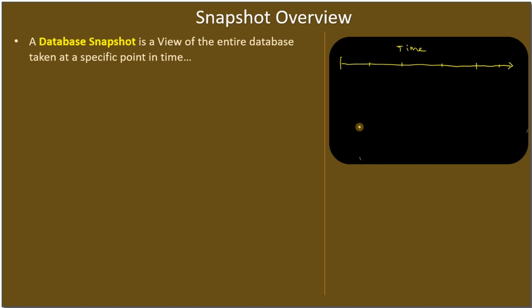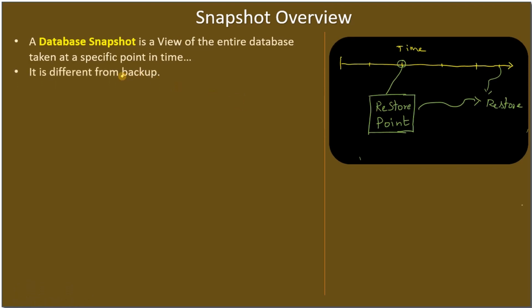So at a given point in time, we can take a snapshot. We can take a snapshot so that in a later point in time, you can restore that snapshot. So that's the purpose of a database snapshot. A database snapshot is a view of the entire database taken at a specific point in time. So this is different from database backup.